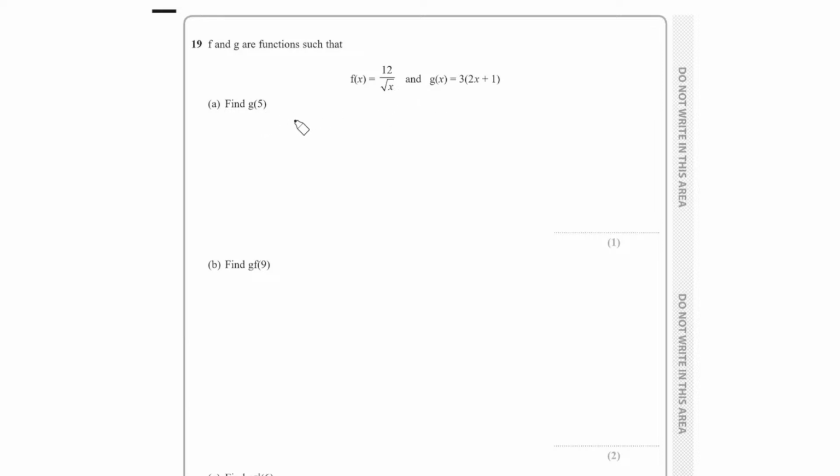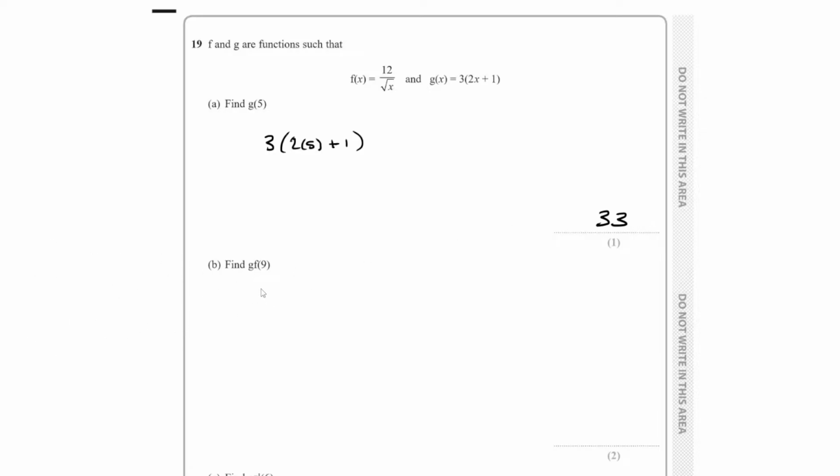First of all, we've got what I'd call just a normal function, as in just sub in the 5 to the g function. So you've got 3 times 2 times 5 plus 1, so I just worked it out as 10 plus 1 is 11, times 3 is 33. You just sub it in, that's really nice and easy, that one.